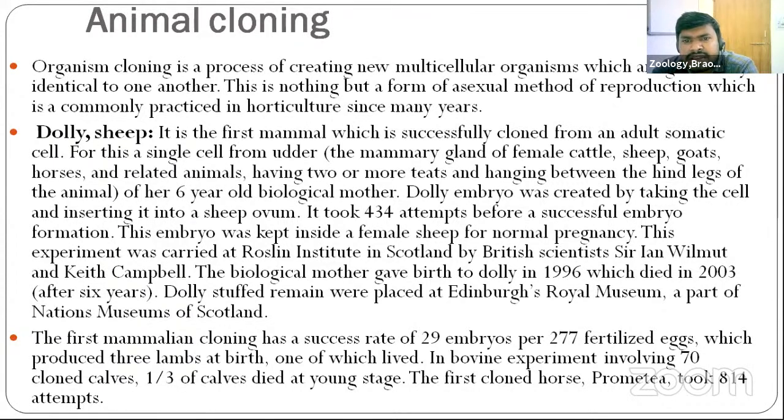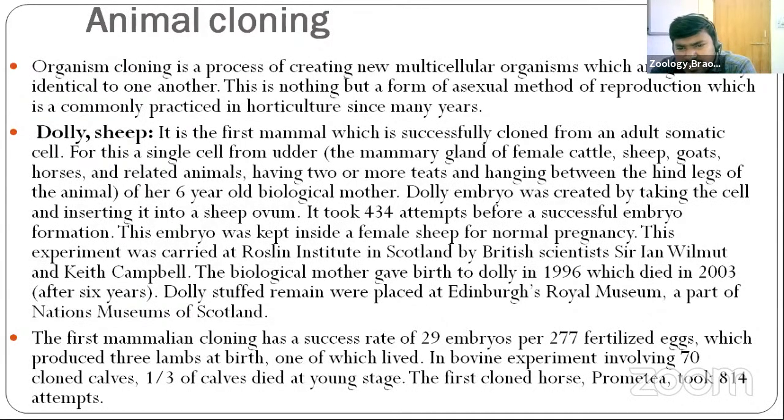This was from a 6 year old biological mother. So a Dolly embryo was created by taking the cells and inserting them into the sheep ovum. It took 434 attempts before a successful embryo. So that many attempts were there, but finally they got it after a long time. This embryo was kept inside a female sheep for normal pregnancy. This experiment was carried out at the Roslin Institute in Scotland by British scientists Sir Ian Wilmut and Keith Campbell.